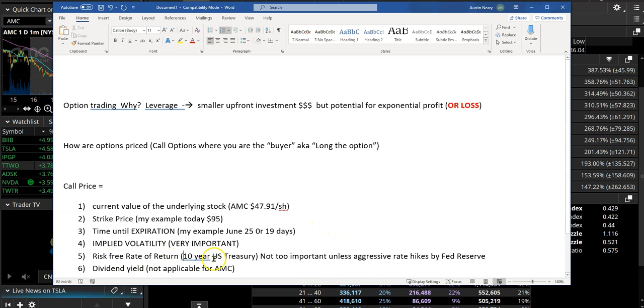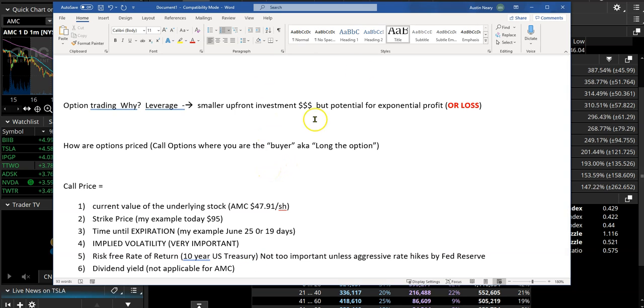The other two components are risk-free rate of return and dividend yield. In this case, these mean absolutely nothing for today's quick overview. By the way, anything I'm saying here is educational only. I'm not saying to do this stuff. You do it on your own. If you feel like doing it, you do it. If you don't, this is just to give you an understanding of how this stuff works.